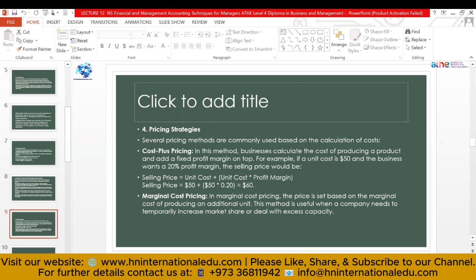Marginal cost pricing. Now this is the one which is set based on the marginal cost of producing an additional unit. On a daily basis, I am making 100 units, but today I got the order for 120 cakes. So what will it be? A marginal cost, an extra cost in producing each unit. This method is useful when a company needs to temporarily increase market share or deal with excess capacity.